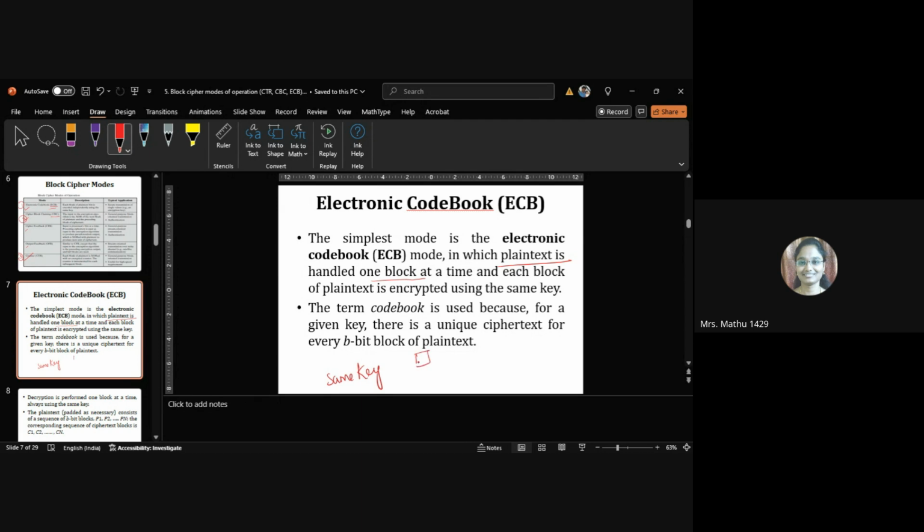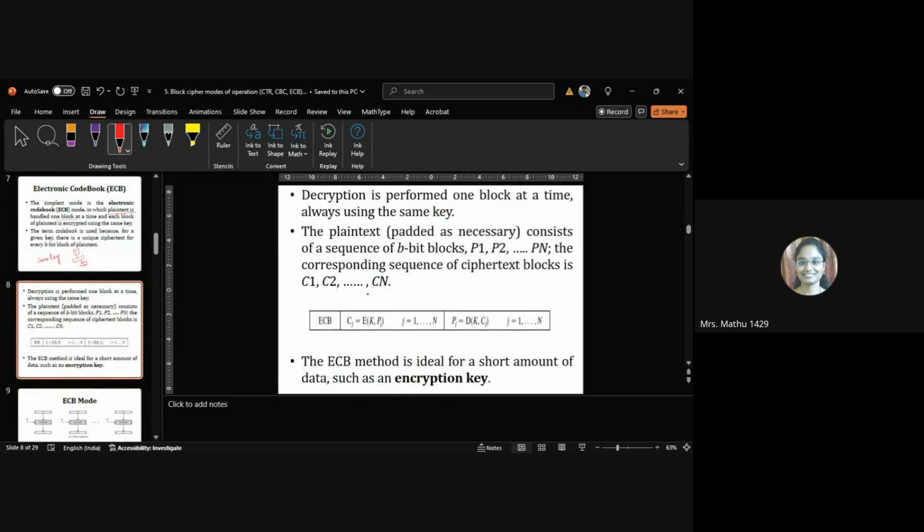Each plain text block will go through the encryption process and generate a cipher block. The reason for the term codebook is that you will have a list of ciphertext available for each piece of plain text. That is why it is called an electronic codebook. Similarly, for decryption, you take the ciphertext block and apply that same key, and you get the plain text.